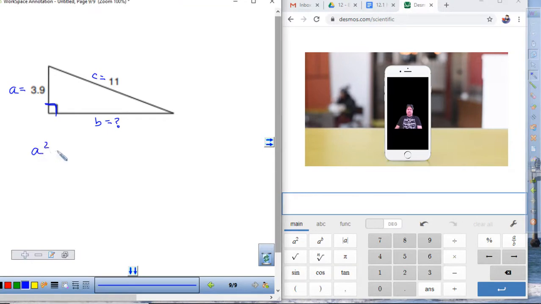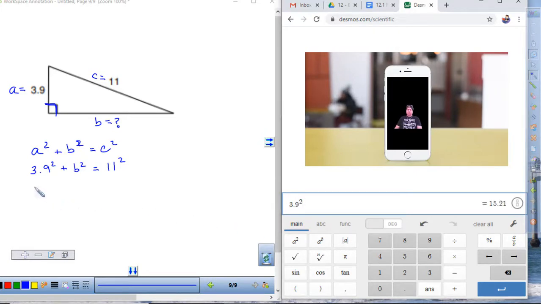A squared plus B squared equals C squared. And let's plug them in. So we've got 3.9 squared plus B squared, which I don't know, equals C squared, which is 11 squared. So we're going to go over here and use our calculator, 3.9, and let's go ahead and square that thing. 15.21. We'll keep those decimals for now. Plus B squared equals, and 11 times 11 is 121.